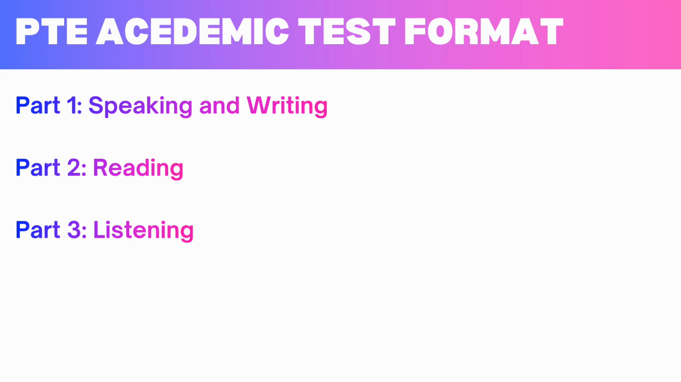So let's start understanding the test format first. The PTE Academic is a computer-based English test that will take approximately 2 hours to complete. This test has 3 main parts. Part 1 includes both speaking and writing. Part 2 assesses reading skills, and Part 3 will cover listening.